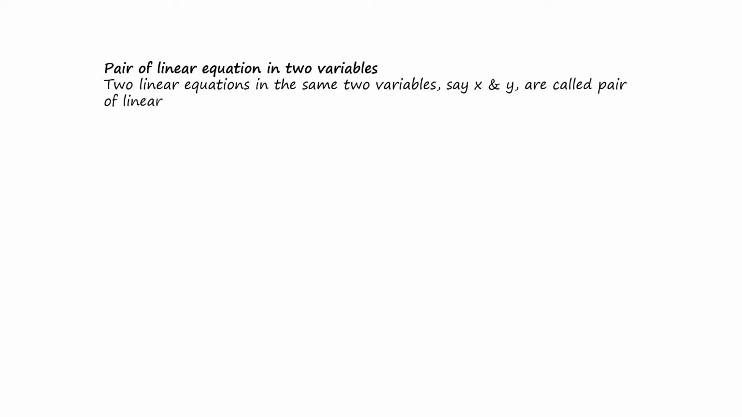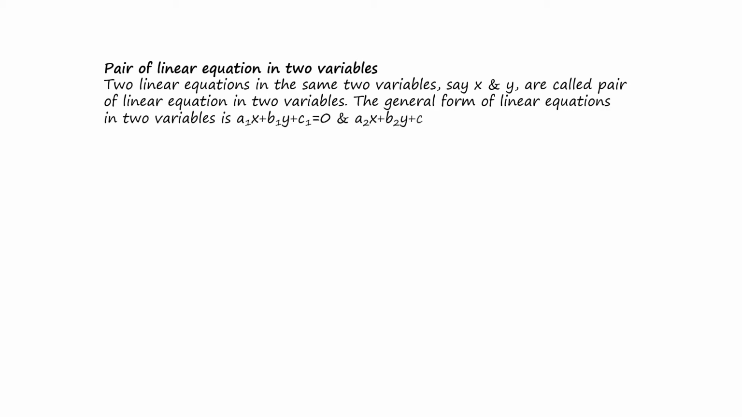Now, pair of linear equations in two variables. Two linear equations in the same two variables, let's say x and y, are called a pair of linear equations in two variables.